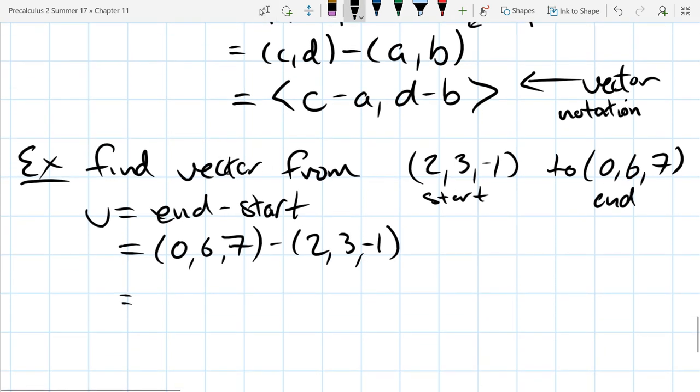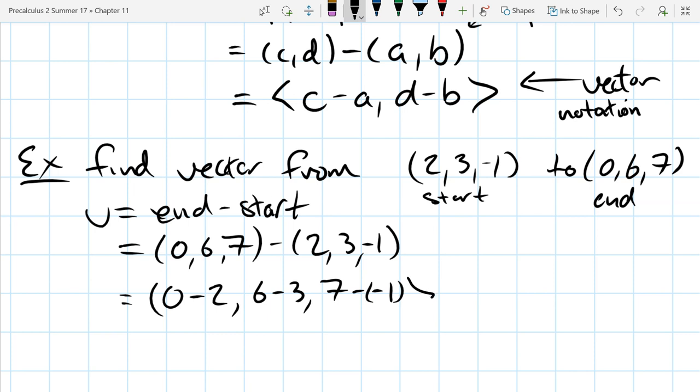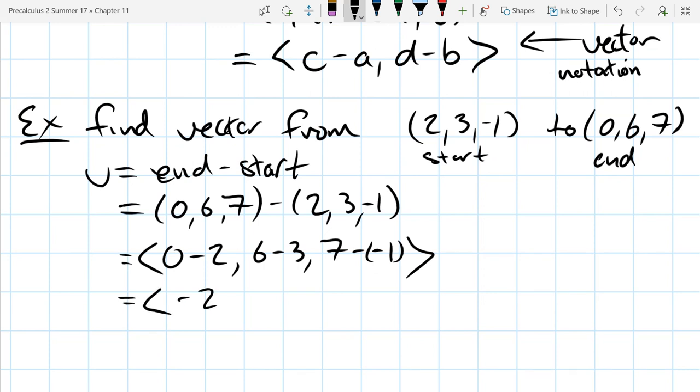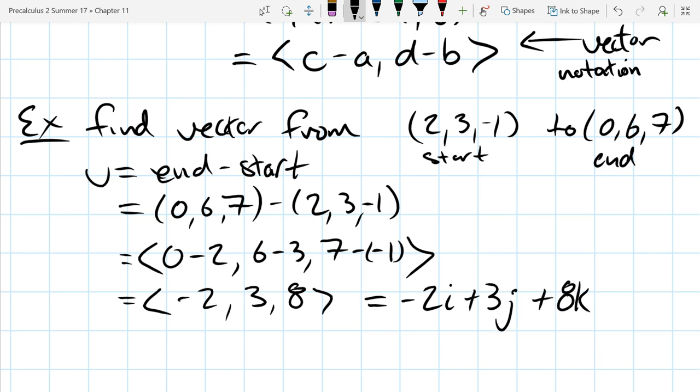And we're doing one coordinate at a time. So it's 0 minus 2, comma 6 minus 3, comma 7 minus negative 1. And we have a vector here, so I need to switch into diamond notation. And we get negative 2, 3, 7 plus 1 is 8. There we go. If you want IJK notation, this would be negative 2i plus 3j plus 8k. So that would be IJK notation.